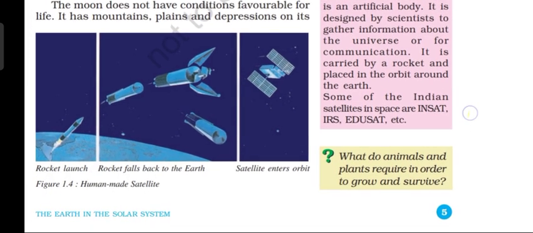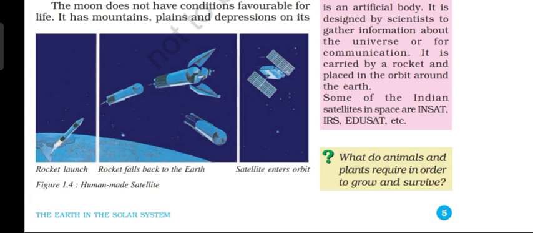Now, last question. What do animals and plants require in order to grow and survive? So, children, basically the plants require sunlight, soil, air, water, and appropriate temperature to grow and survive. Similarly, animals require food, water, oxygen, and appropriate temperature to grow and survive.